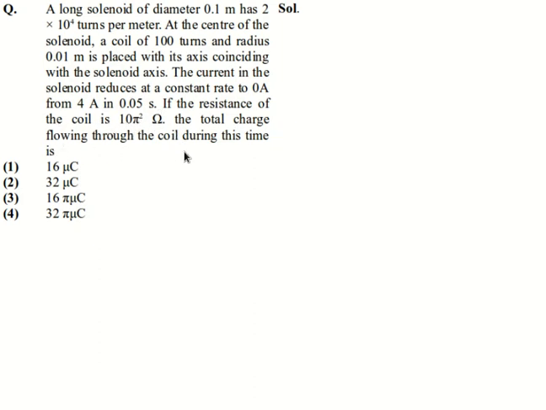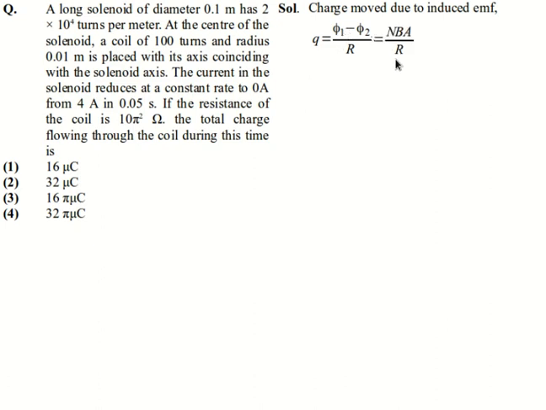The total charge flowing through the coil during this time is, well, the direct formula for calculating the charge flown as a result of induced EMF is change in flux divided by resistance. The flux phi1 minus phi2 divided by R. Now flux, if we see, final flux will be 0 because there is no current in the solenoid, and initial flux is what we'll have to fill here.